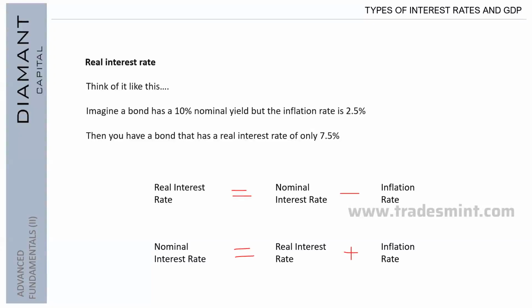It's actually only 7.5%. So if we were to put that into an equation, the real interest rate is the nominal interest rate minus the inflation rate. The nominal interest rate is the one that you see on face value, the front cover, let's say, of the bond. The inflation rate is of course how much prices rose or fell in that year.